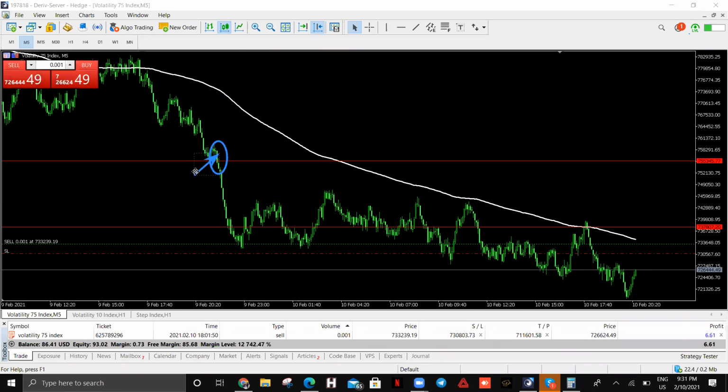All right, now you see this candle here? Your stop loss is going to be above this candle. That's where your stop loss will be. That's the candle that broke the pivot level. So imagine you having a stop loss here and your take profit here.